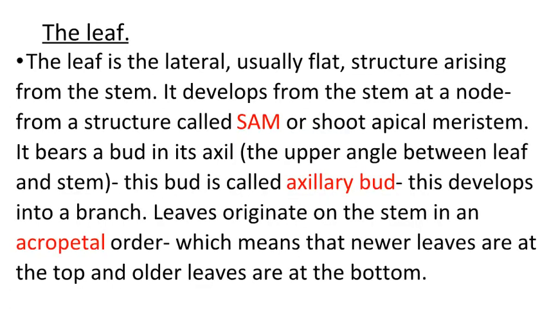The leaf. The leaf is the lateral, usually flat, structure arising from the stem. It develops from the stem at a node from a structure called SAM or shoot apical meristem. It bears a bud in its axil, the upper angle between leaf and stem. This bud is called axillary bud. This develops into a branch. Leaves originate on the stem in an acropetal order, which means that newer leaves are at the top and older leaves are at the bottom.